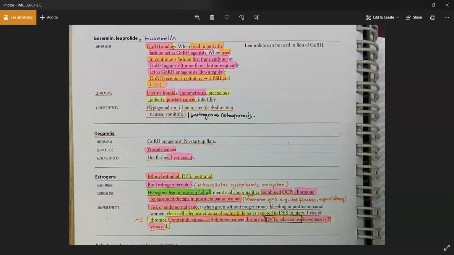Because of loss of testosterone, they can cause a loss of libido. Erectile dysfunction can also happen. Nausea and vomiting are other side effects. Because of loss of estrogen, the patient can also have osteoporosis.